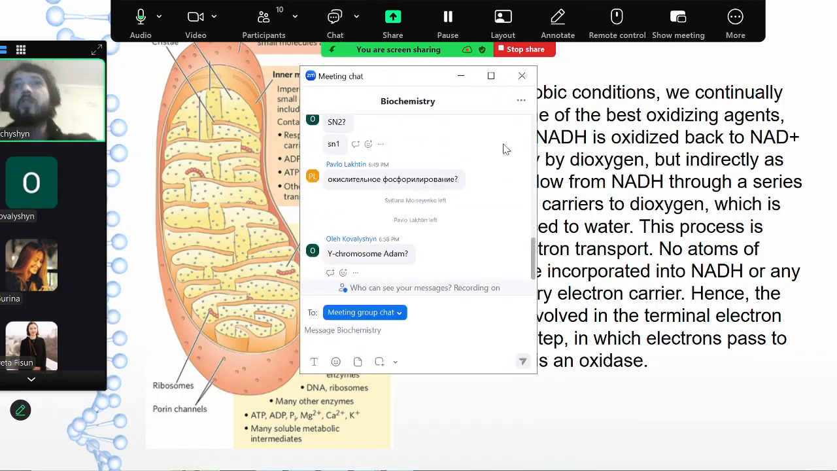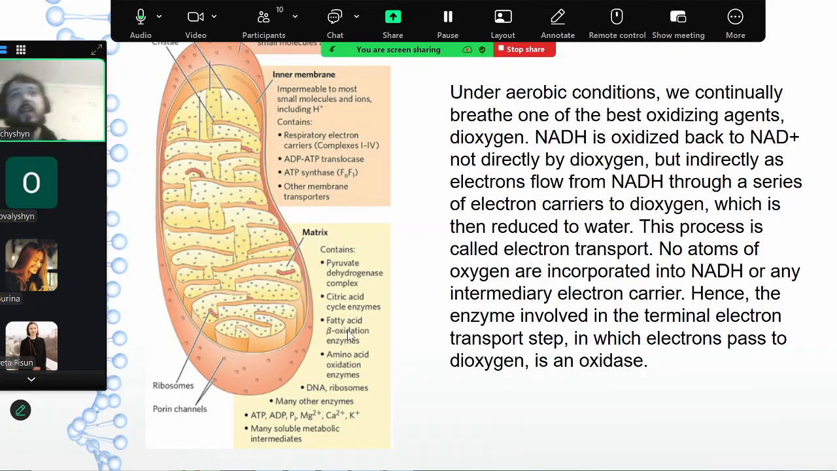Yes, Y chromosome, absolutely correct. So we get mitochondria exclusively from our mother, so we can trace the maternal line. But the Y chromosome we get exclusively from the father, so we can trace that back. Good. Here's once again mitochondria.